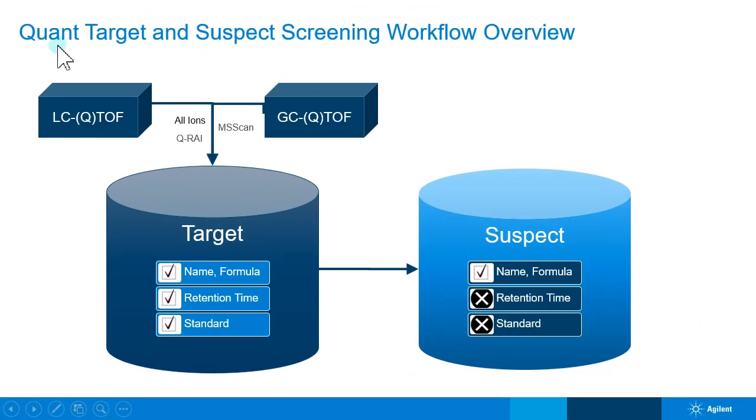Let's look at the overall game plan for Quant target and suspect screening. The purpose of quantitation, of course, is to analyze target compounds and come up with valid final concentrations. With suspects, that goal is different. I'm there to see if it's there, but I won't end up with a final concentration unless I've got the standard. But I want to do them all in one workflow, and that's what we're going to provide here.